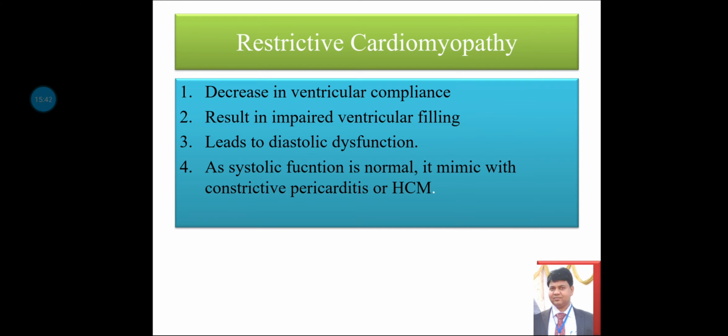Now coming to restrictive cardiomyopathy, it is characterized by a decrease in ventricular compliance, resulting in impaired ventricular filling, and that leads to diastolic dysfunction. As the systolic function is normal, this condition mimics constrictive pericarditis or hypertrophic cardiomyopathy.